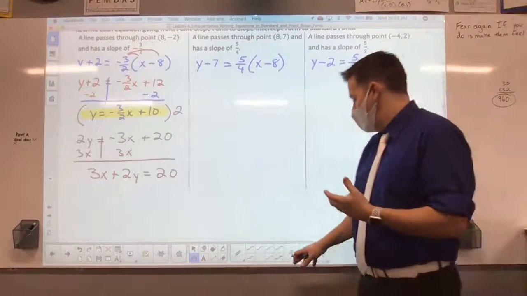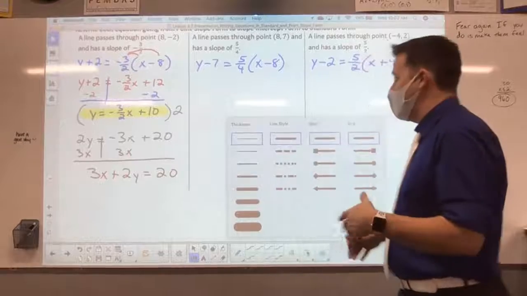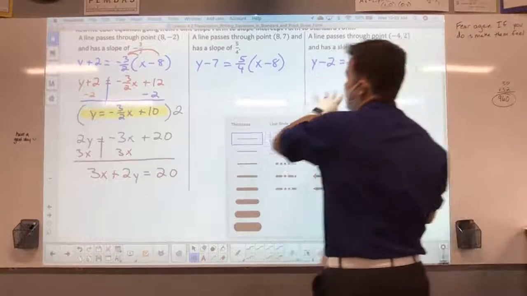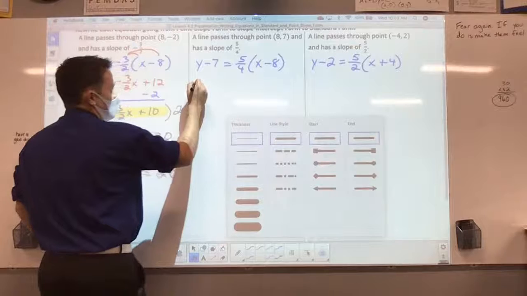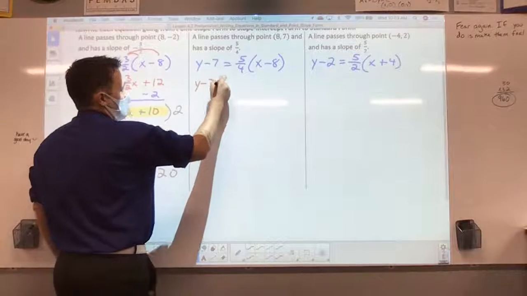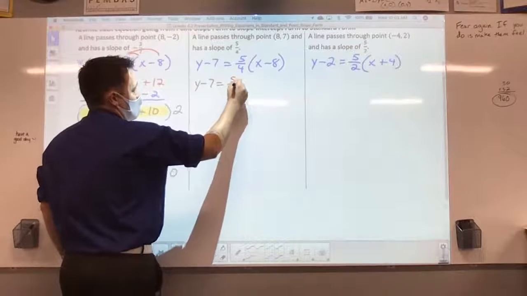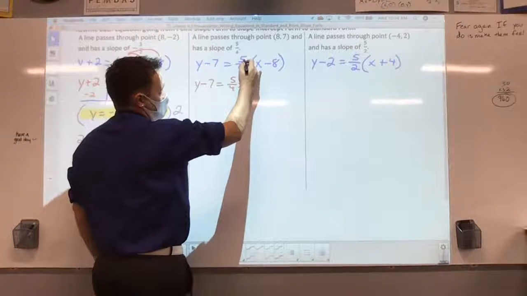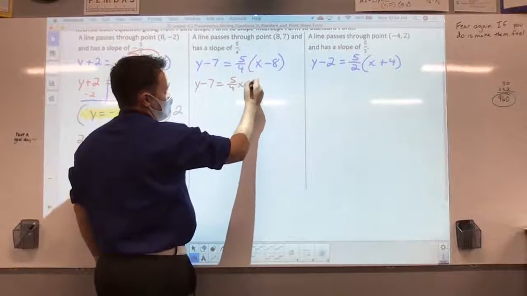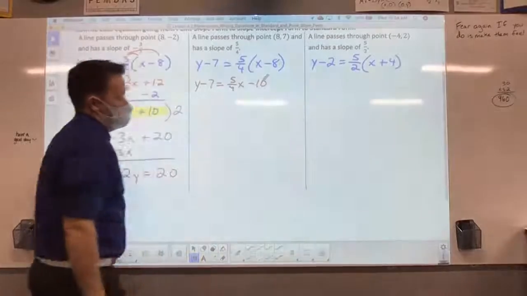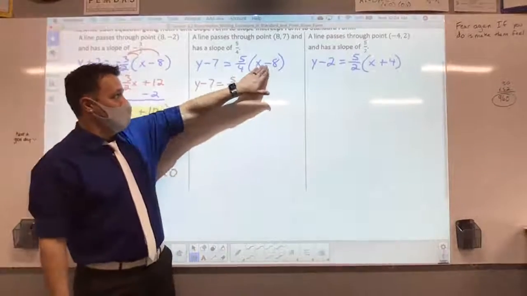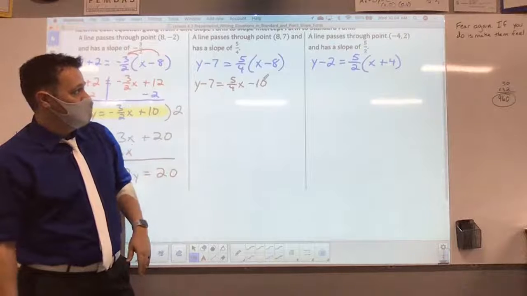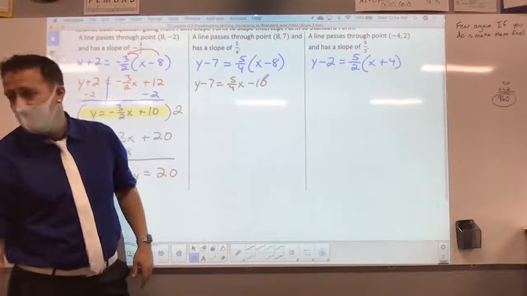If you want to go, because I've seen it before, if you guys want to just continue to do one step at a time, all the way across. So this would be 5 over 4x, and then that would be what? 8 times 5 is 40, divided by 4 is a negative 10, because it's still a negative number. Okay?